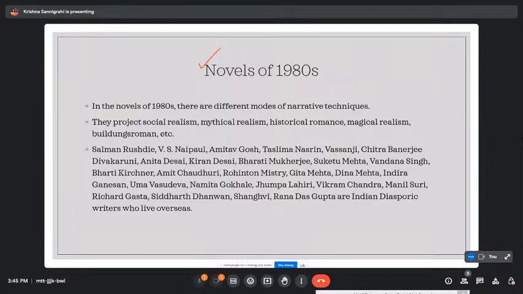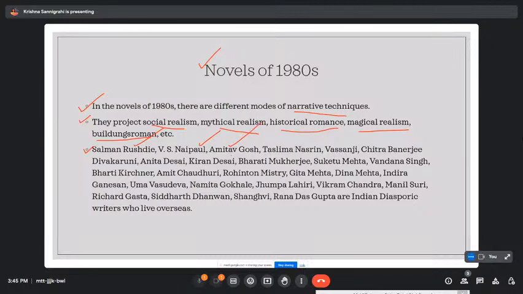Now, in the novels of the 1980s, there are different modes of narrative techniques. They project social realism, mythical realism, historical romance, magical realism, which is very much there in Salman Rushdie's works, and Bildungsroman, that is the slow development of that particular character. So Salman Rushdie, V.S. Naipaul. Now these names which I'm taking, it's your duty to make sure that you see and read about them, their novels, and you do not miss them because you get questions from these important writers.